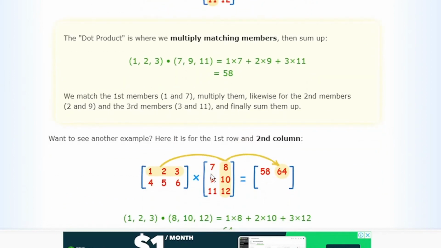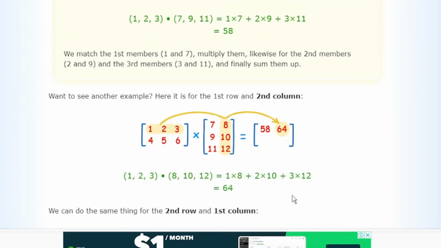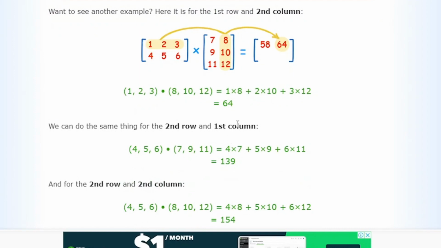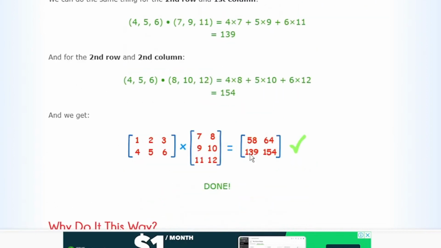Let's try to get this number here. It'll be 1 multiplied by 8 plus 2 multiplied by 10 plus 3 multiplied by 12. Add them up and you get 64. Eventually, if you keep doing this process, you'll end up filling out everything. If you take this row here, so the second row, and you want to multiply the same columns, same method: 4 multiplied by 7 plus 5 multiplied by 9 plus 6 multiplied by 11. Then you'll fill out here, you'll get 139. Here you'll have 154. That's the concept, and that is called the dot product method.